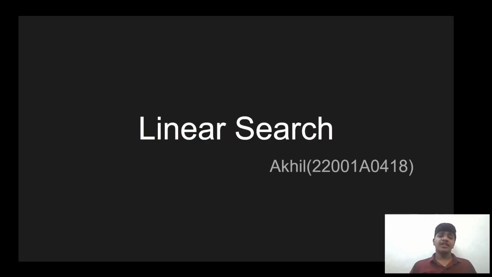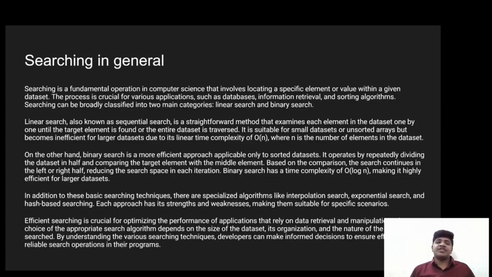Today we are going to discuss linear search, which is a type of searching technique. First, we want to know what a searching technique is. Searching is a fundamental operation in computer science that involves locating a specific element or value within a given dataset. The process is crucial for various applications such as databases, information retrieval, and sorting algorithms.